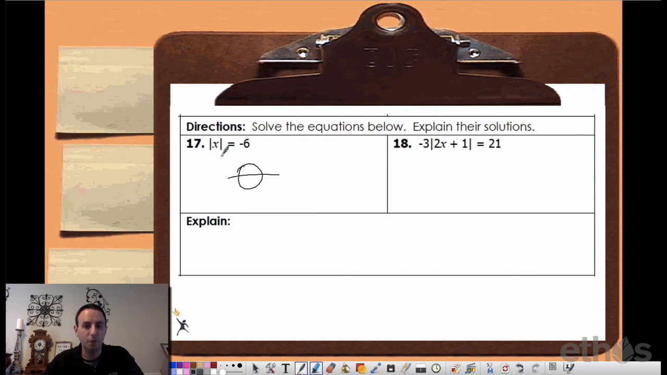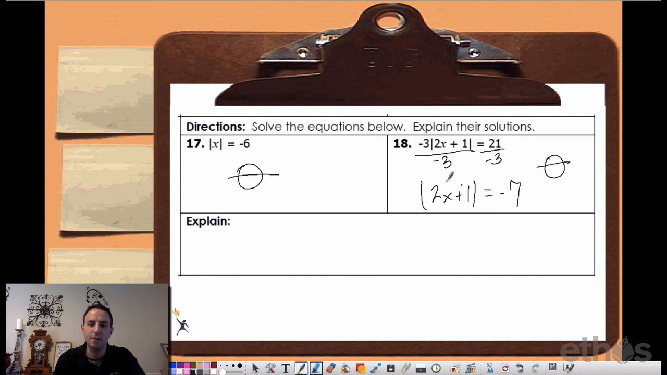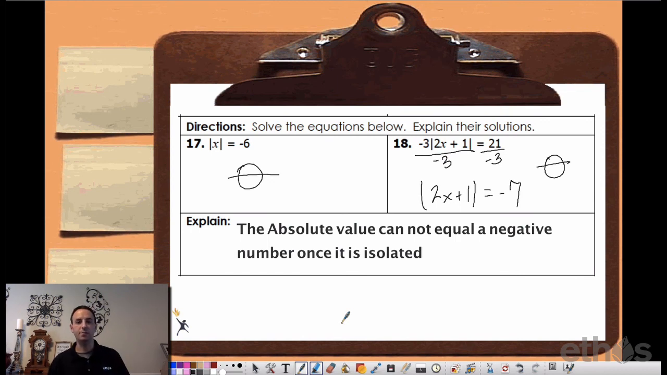So as you solve the problem, once the variable is isolated, and it's the same thing over here. Once I divide both sides by negative 3, I'm going to get the absolute value of 2x plus 1 is equal to negative 7. And these don't work because an absolute value can never be negative. So one of the explanations is once you have it isolated, the absolute value cannot be equal to a negative number. And the key to that statement is once it is isolated. You still have to solve, just like we did here. We took and divided both sides by negative 3, then I was left with that negative, knowing there's no solution here.